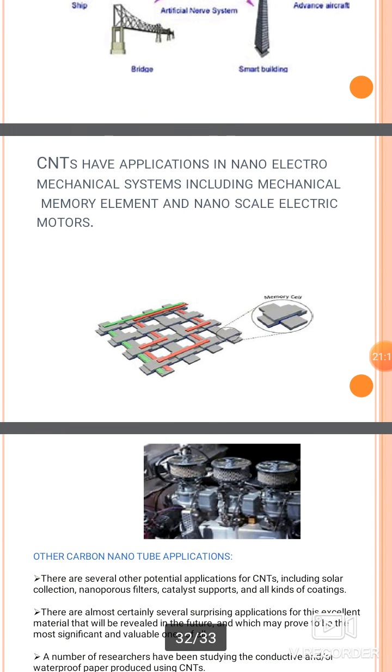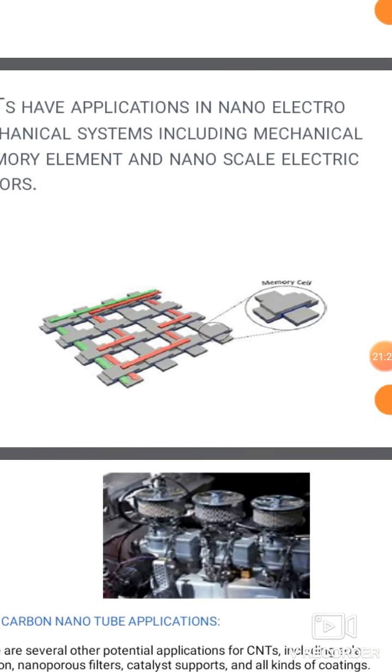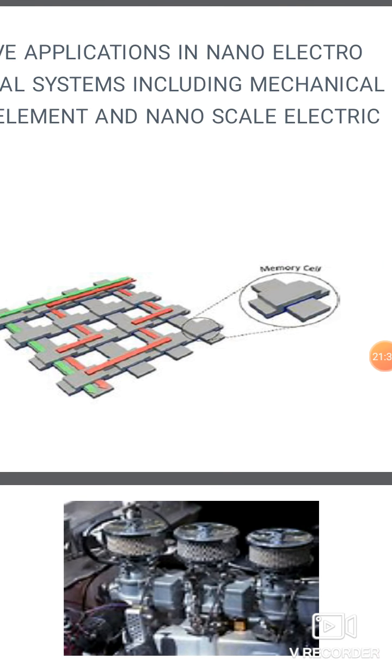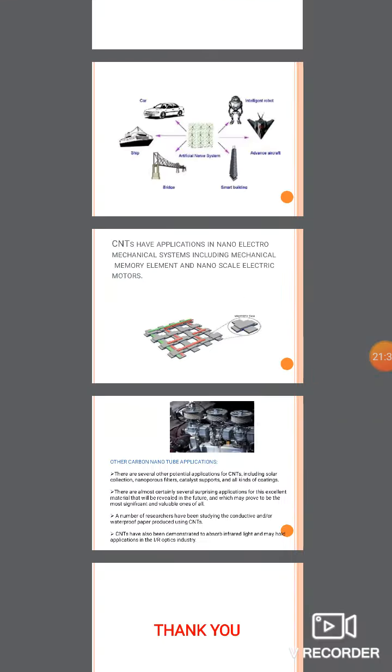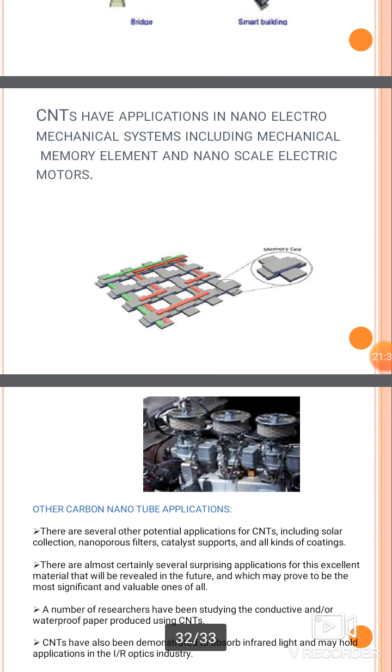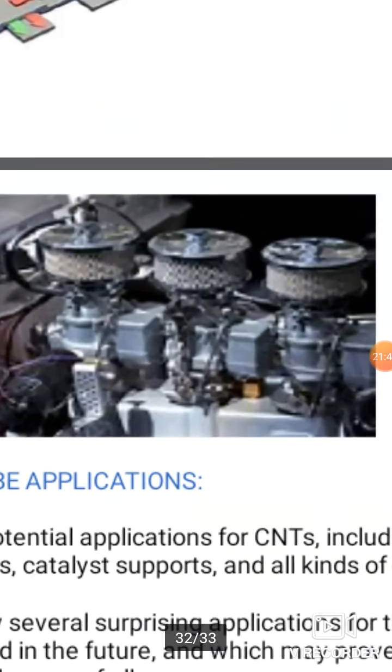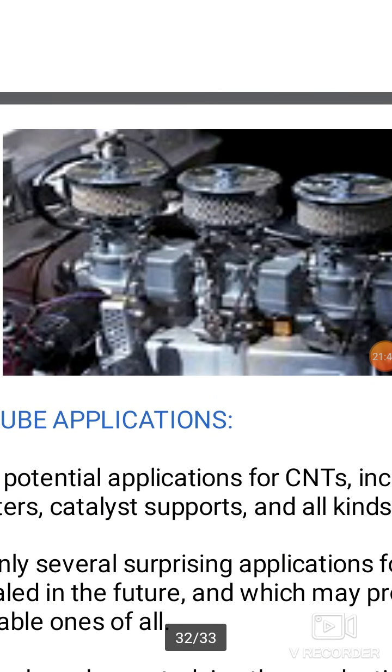CNTs have applications in nano-electromechanical systems, including mechanical memory elements and nanoscale electric motors. Here we mention a memory element and a nanoscale electric motor. Memory element examples are given. It is a memory cell, the smallest memory element we have taken, and next is given the nanoscale electric motor, and this is the nanoscale electric motor type.